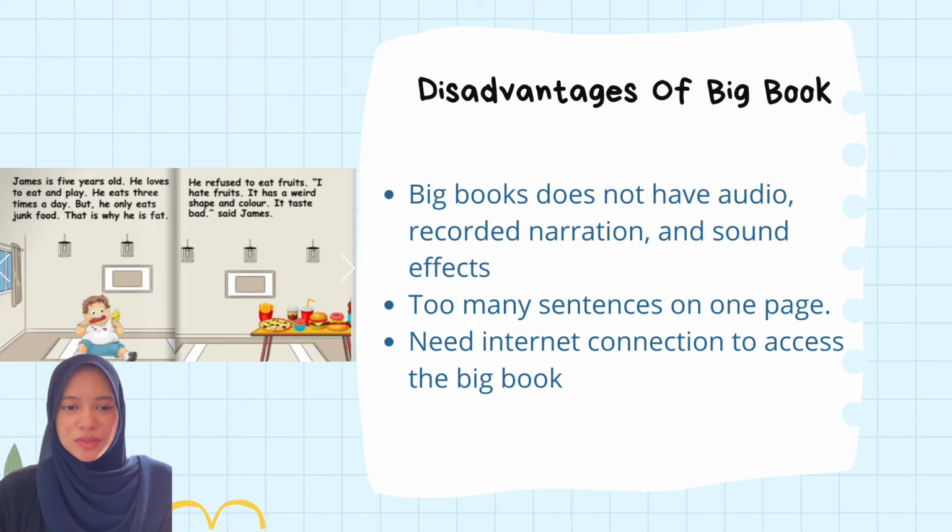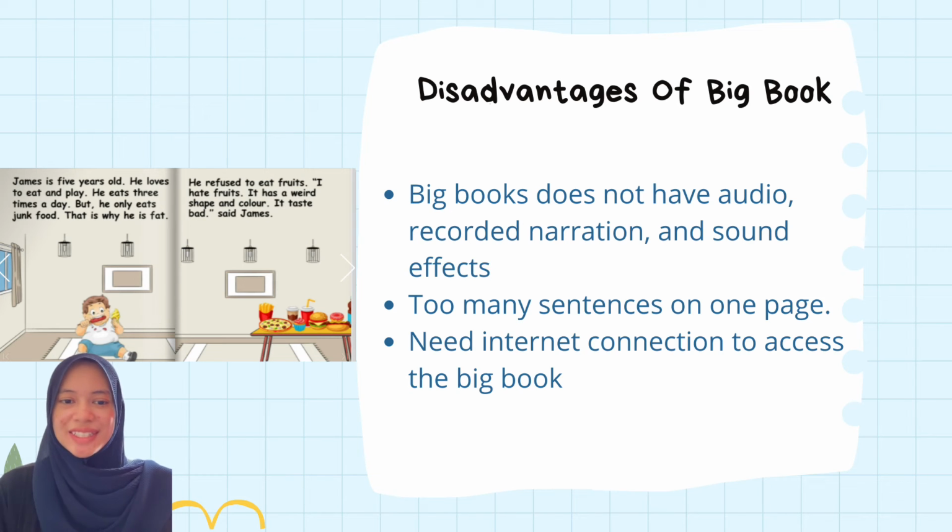In my big book also, there are too many sentences in one page. In creating a big book, we have to insert very simple sentences, and we should not add too many sentences in one page. If we insert too many sentences in one page, it can distract young learners and it may discourage them from reading. So in one page, we should insert 1 or 2 sentences.